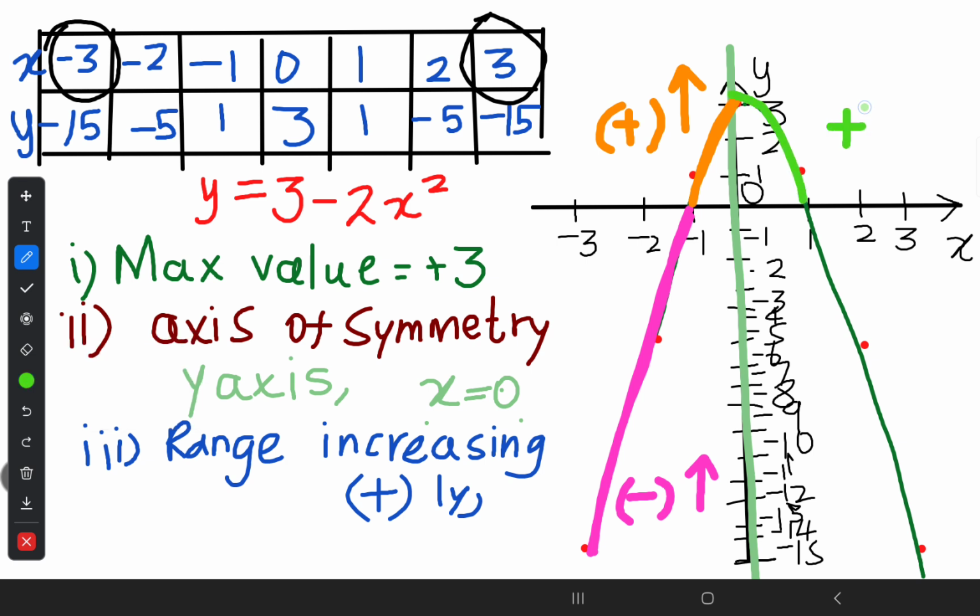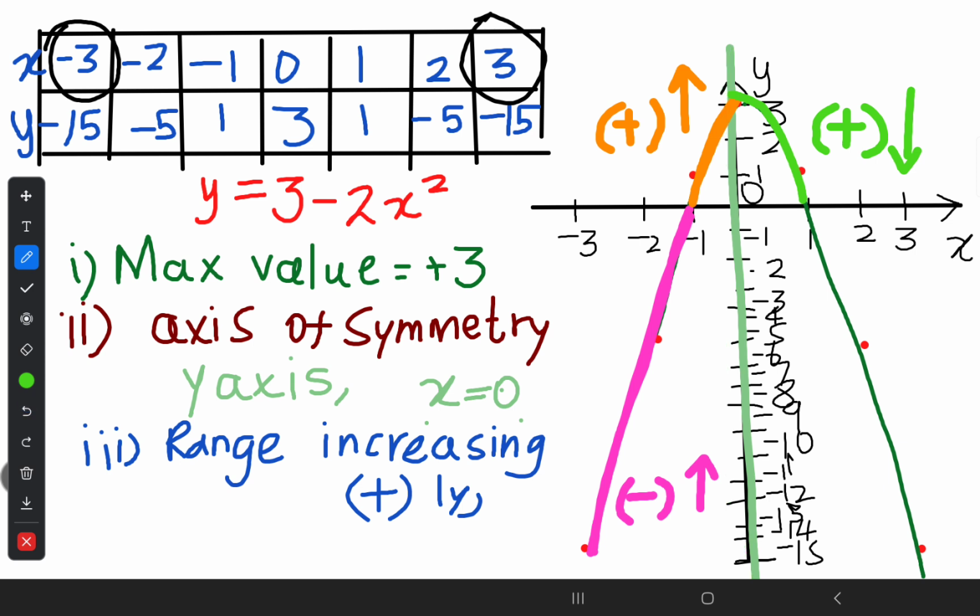All the y values. Function means the y values. Those are positive, but the values are 3, 2, 1, 0. What's happening in this region? Positively decreasing. In this region, the values are positive, but they are decreasing. We are not determining our x-axis. We are only considering the y-axis.